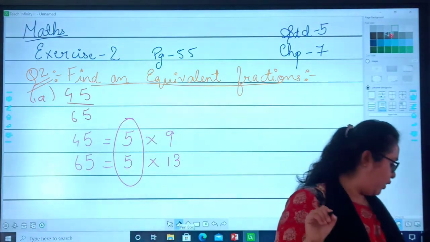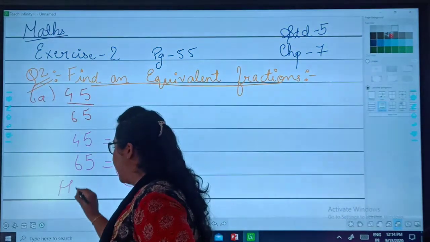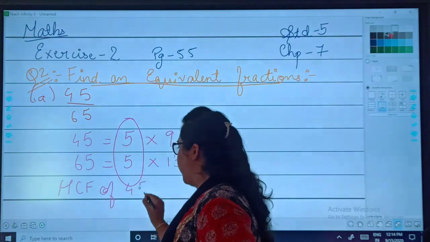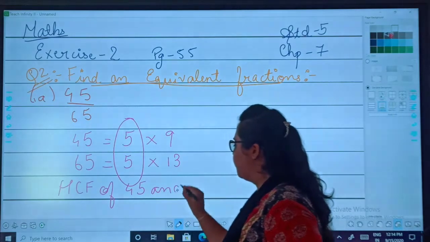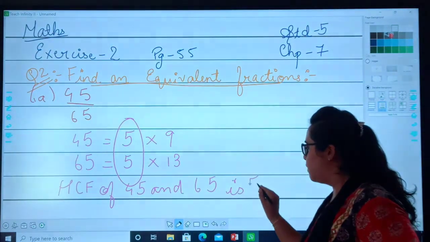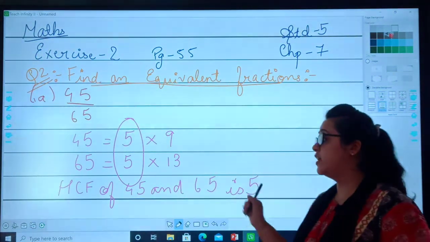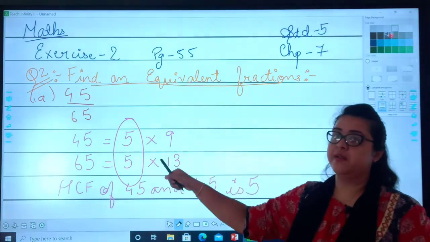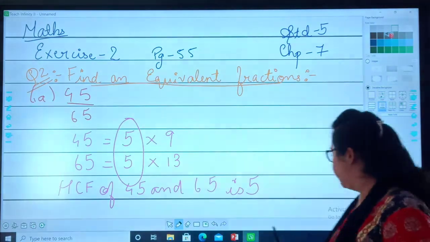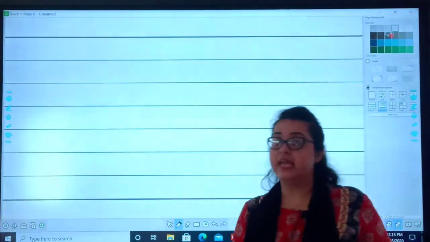For that I need to write the statement that HCF of 45 and 65 is 5. मेरा HCF क्या निकला? 5. Now I will divide this 5 with 45 and 65. Students, your space is not there. I am utilizing the next page. So I will write like this.